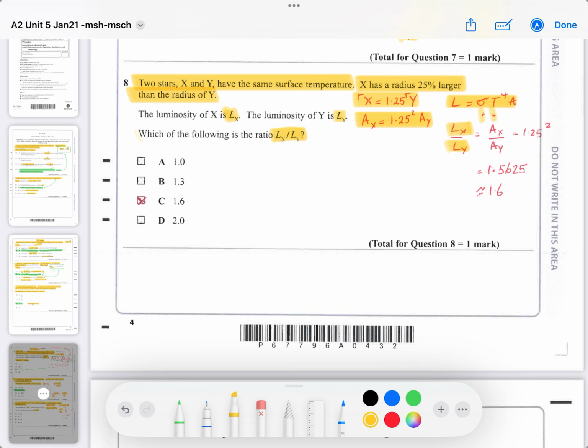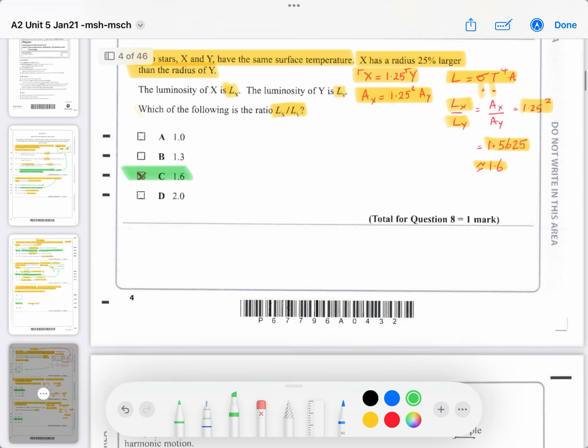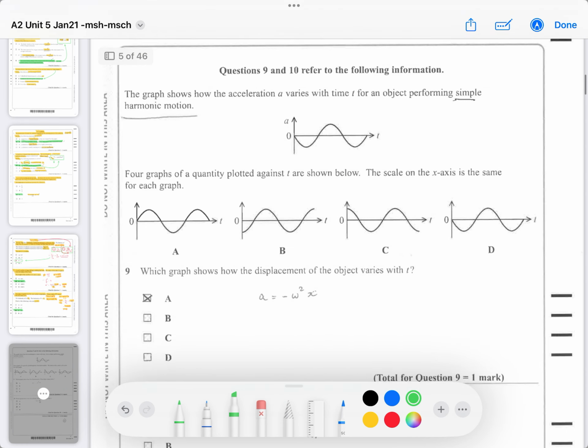So the only thing that changes is A, and the area changes by a factor of 1.25, yeah? Squared is the ratio, and that's 1.56, which is approximately 1.6. So the answer is C. Okay, so these ratio methods, you need to get faster at them so you can whiz through. The multiple choice gives you more time to finish the paper.